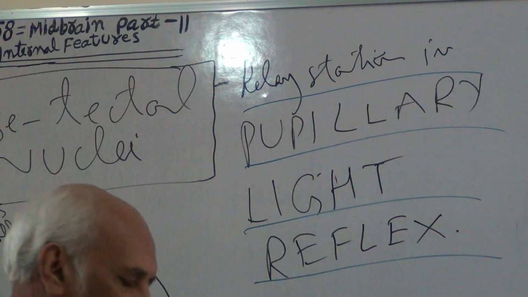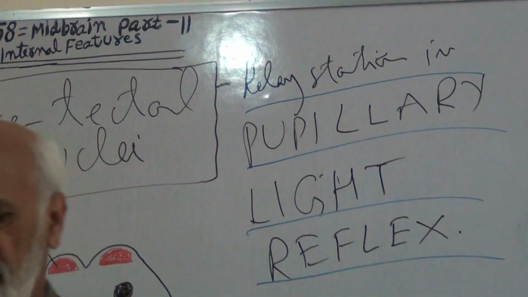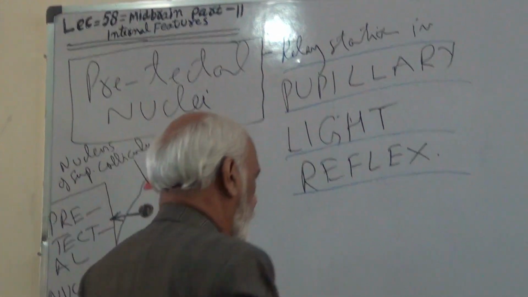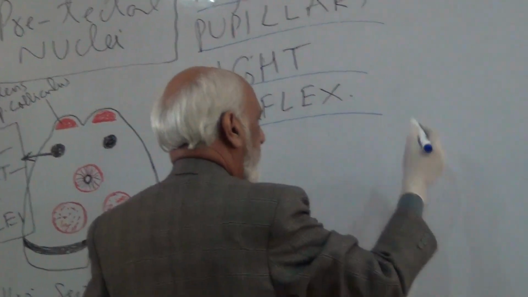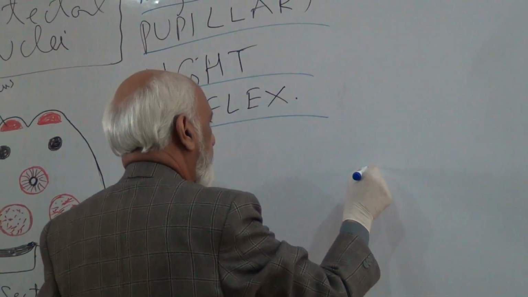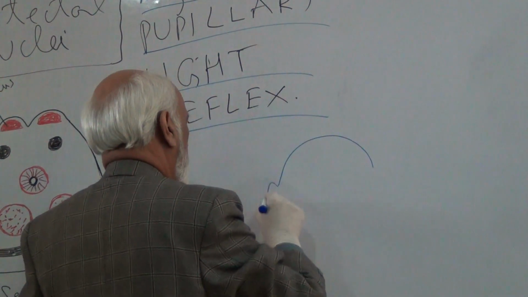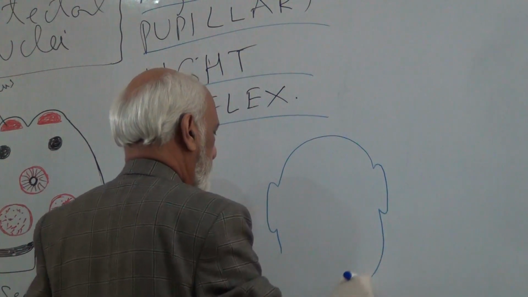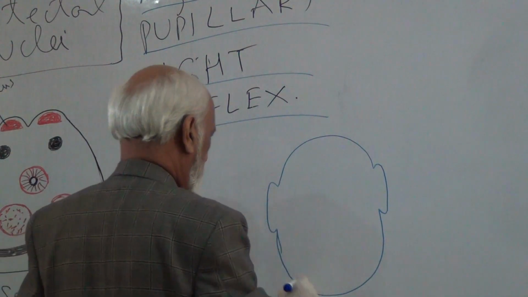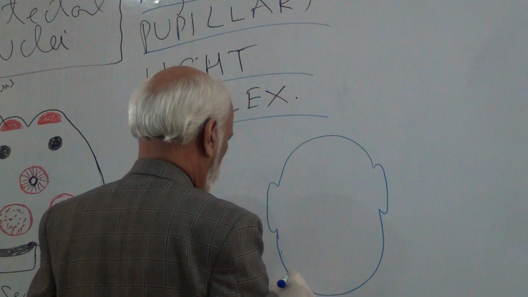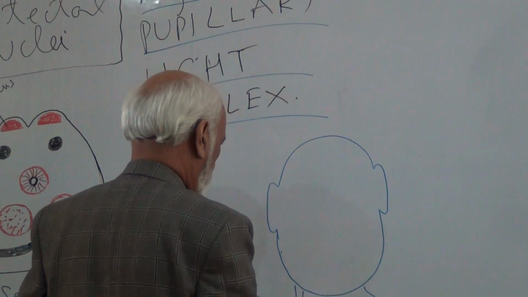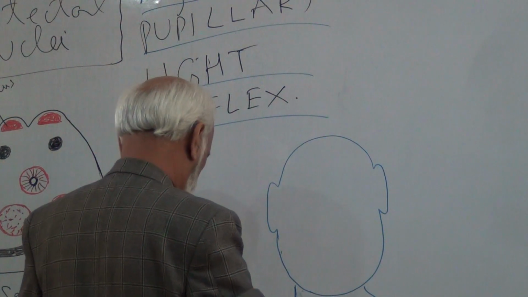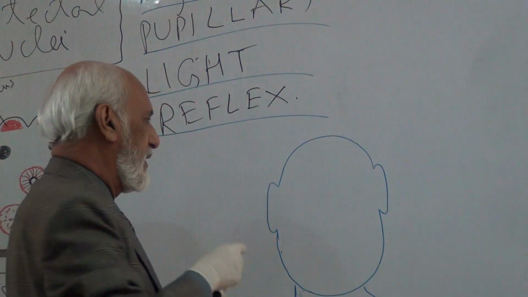Now, first of all, what is the pupillary light reflex? That is when you throw a light by means of a torch, etc., in one eye, the pupil of that eye will constrict.